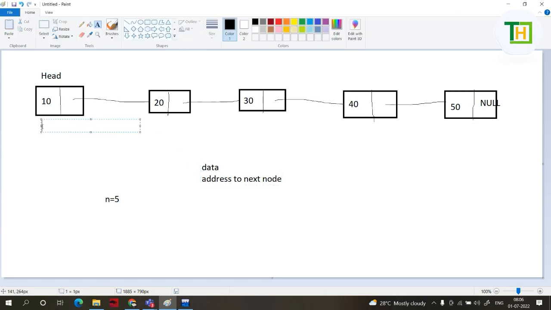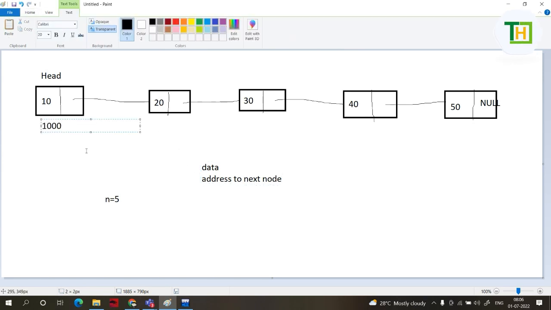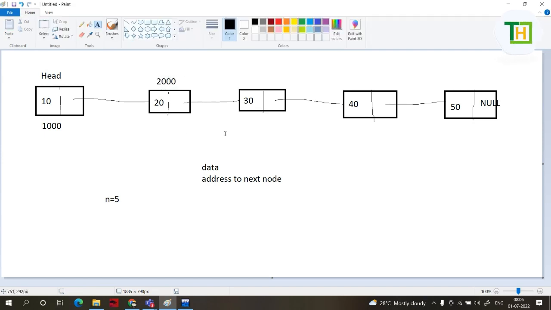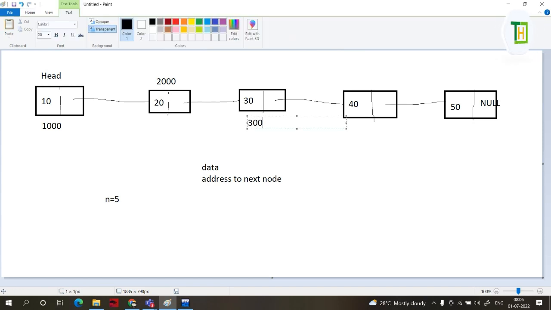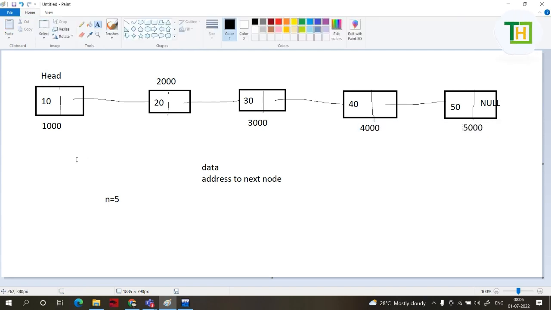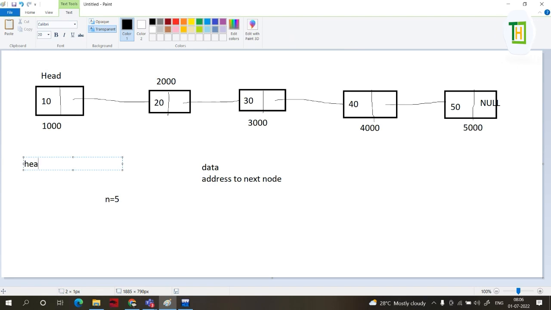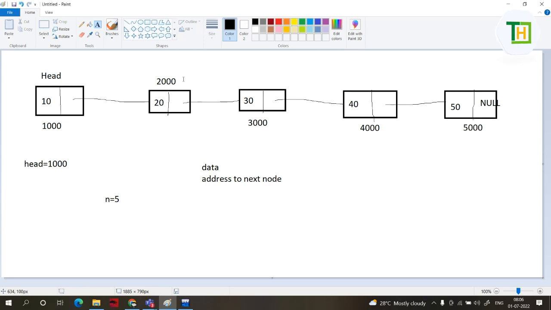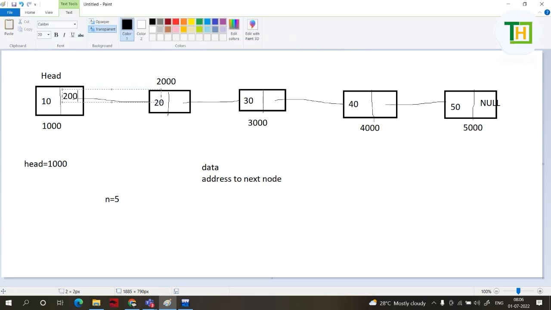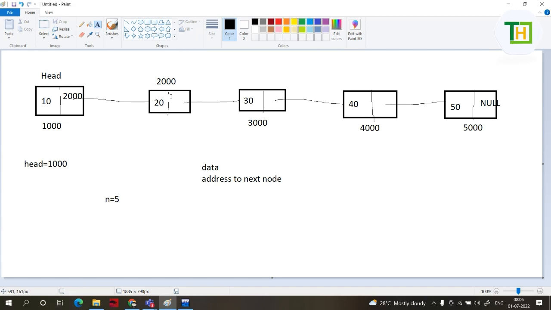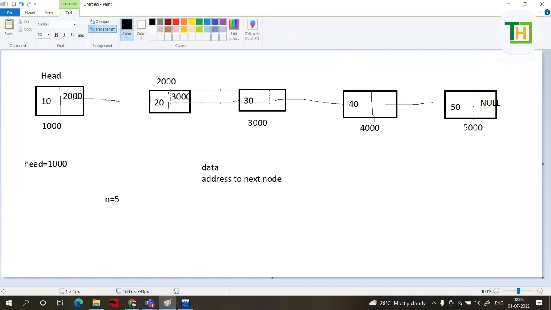For every node there is an address. For example, I'm not telling exact addresses: this node's address is 1000, the next is 2000, this address is going to be 3000, this one 4000, and this one 5000. The first node's address is placed in head, so head is equal to 1000. Here I place 2000, the next node's address is 3000.